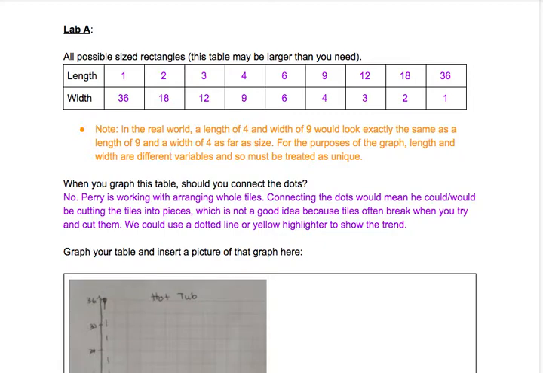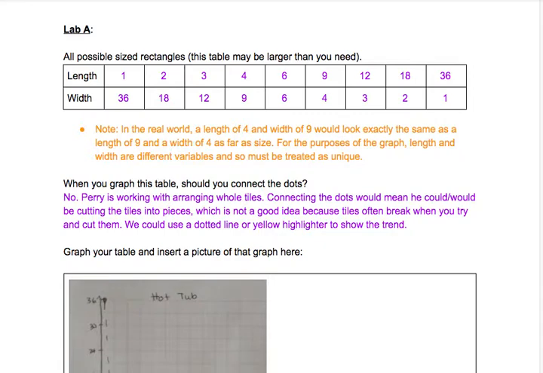So, we had to look at all possible sizes, even the stupid ones. So a length of 1 and a width of 36, like really? How do you put a hot tub on a long string of 36 tiles all in a row? But it is a possible rectangle, so we put it down. Same with like 2 by 18, even 3 by 12. Those just feel like they're not realistic, but it didn't say realistic, it just said possible. And then 4 and 9, 6 and 6.